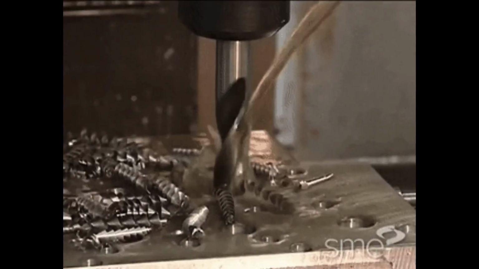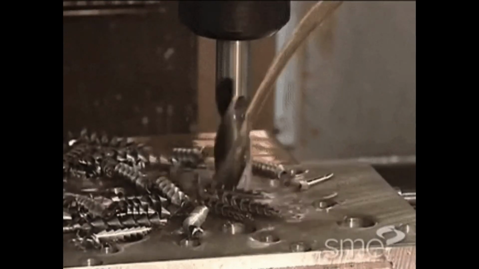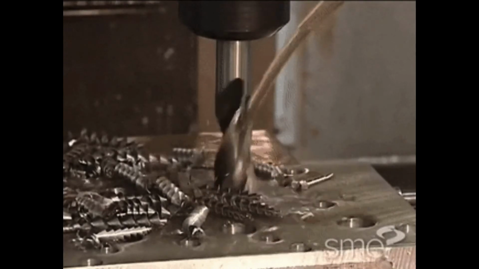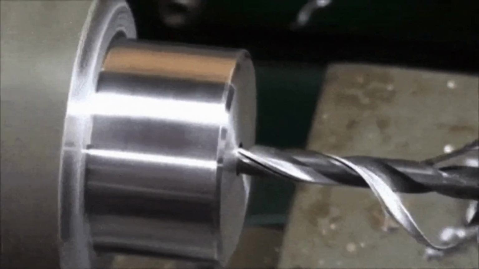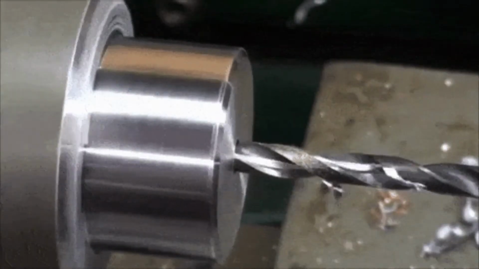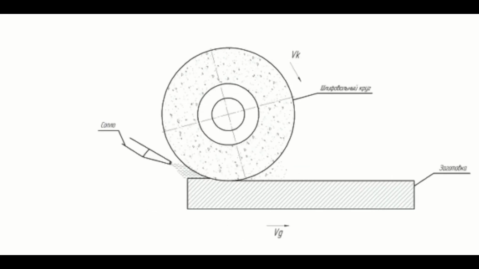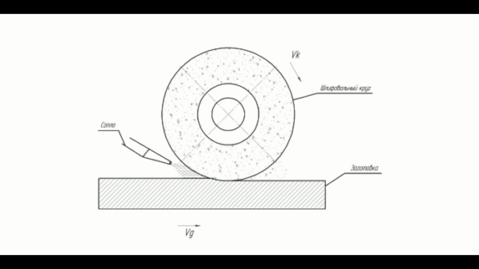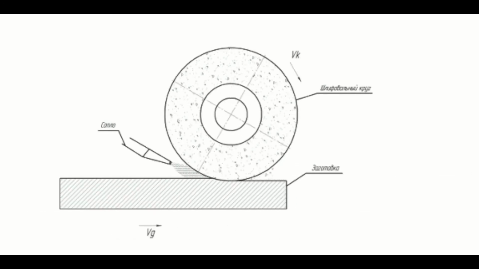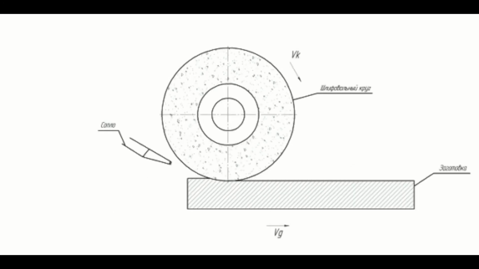Then we will see the second process, which is the drilling process. It is the process of making cylindrical holes in the workpiece. It can be performed on lathe machine or on drilling machine. Then we will see the third type, which is grinding process. The grinding process of metal removal is used when a small amount of material is to be removed from the workpiece to achieve the given dimensions.